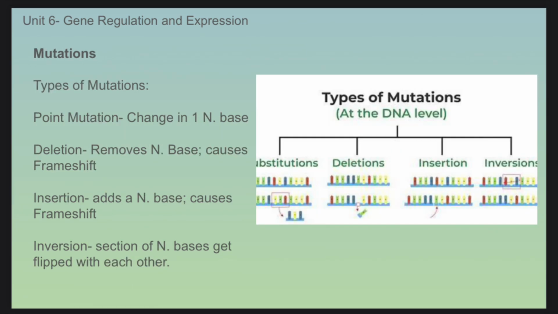Okay, so let's get to the types of mutations. A point mutation is a change in one nitrogenous base. A deletion removes a nitrogenous base, and this causes a frameshift mutation. An insertion adds a nitrogenous base into the DNA sequence or RNA sequence, causing a frameshift mutation, and an inversion is a section of nitrogenous bases getting flipped with each other.